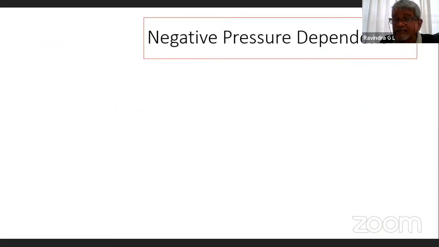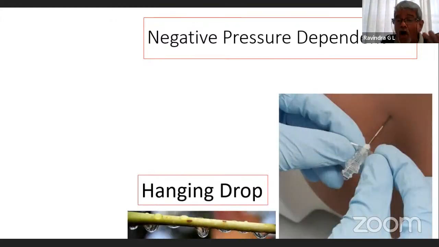All techniques which use the negative pressure dependent techniques fail often in obstetric population. The reason is that the epidural pressure in pregnancy, term pregnancy, is anywhere between 2 to 4 centimeters of water positive pressure. There is no negative pressure at all. And especially in labor, when the patient is straining, the pressure may go up to 50 to 60 centimeters of water. Very high pressure it is.